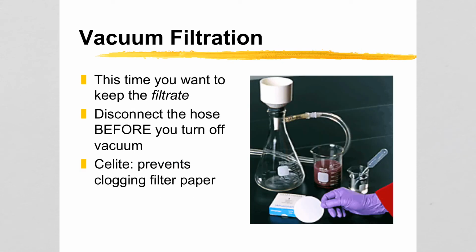Just a couple of reminders about the vacuum filtration. This time we are keeping the filtrate, and that is this stuff that's down in here. That's what we want to be keeping. And it's always a good idea to disconnect the hose before you turn off the vacuum, because by the hose, I mean that right there. The reason is because if you don't disconnect the hose, what can happen sometimes is the vacuum can suck back things out of the line into your stuff here, and since you're keeping the filtrate this time, you don't want to contaminate that. And as I mentioned, Sea-Lite is a filter aid that helps prevent clogging of the filter paper.